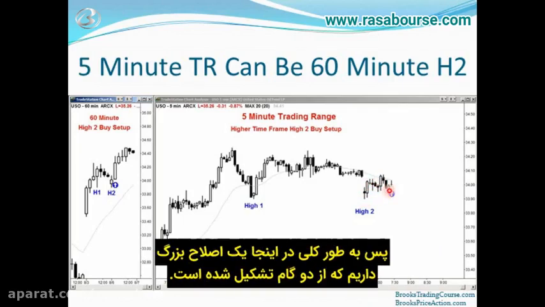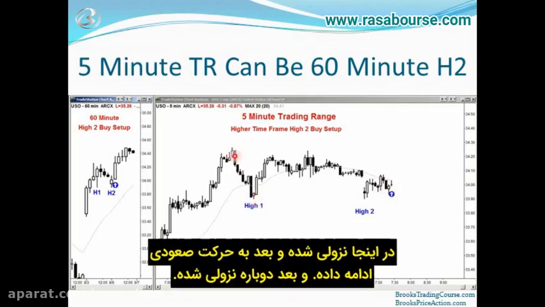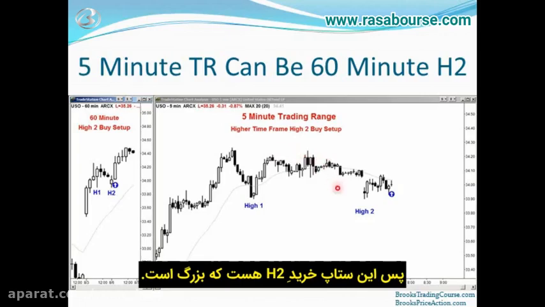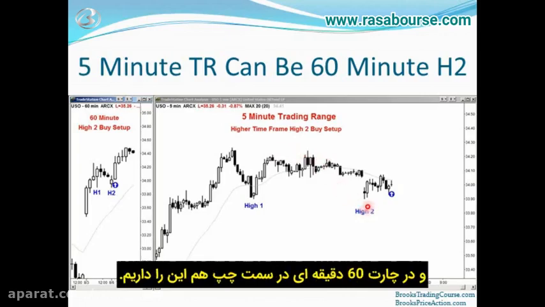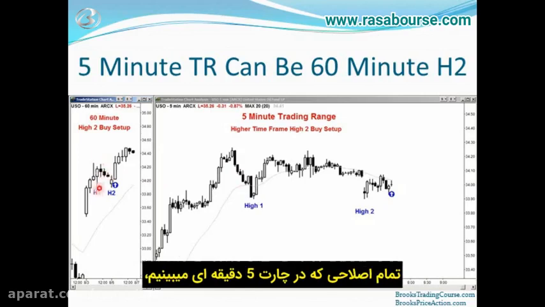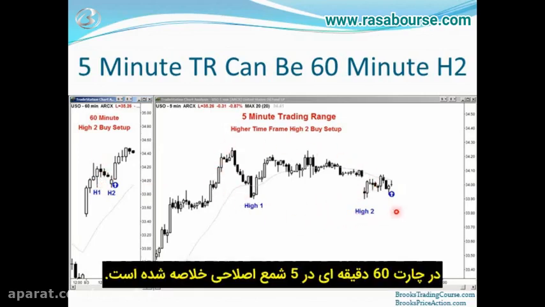Bottom line, it's basically a large 2-legged correction. A sell-off here, the market attempted to resume through here, and then sold off again. So this is a large high 2 buy setup. And on the 60-minute chart on the left, that's what it was. This whole thing that we see right here on the 60-minute chart is just these 5 bars pulling back.